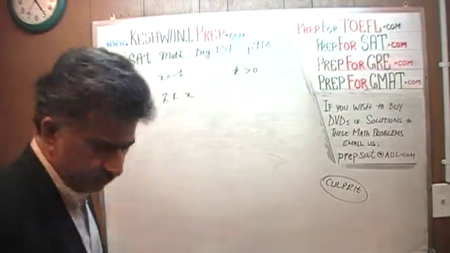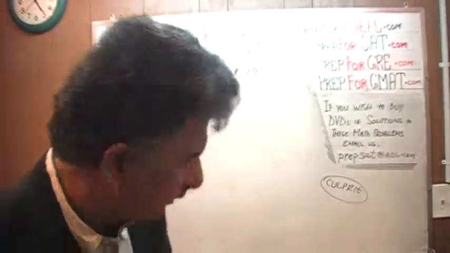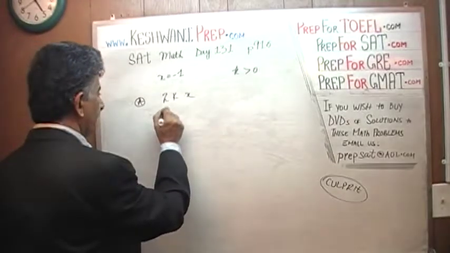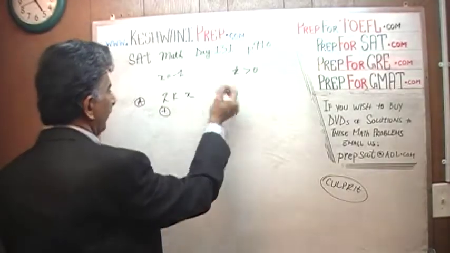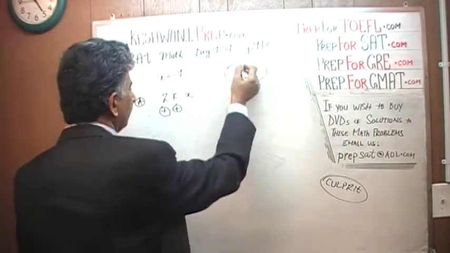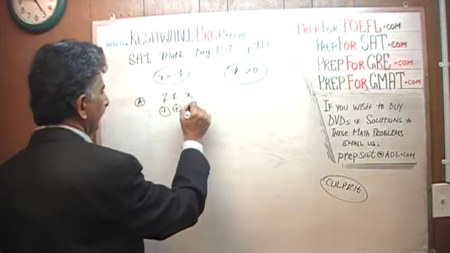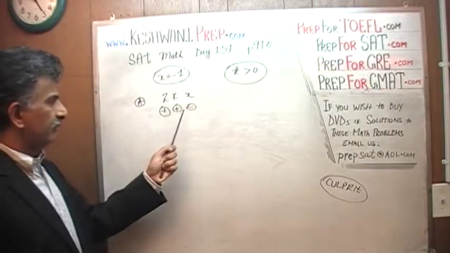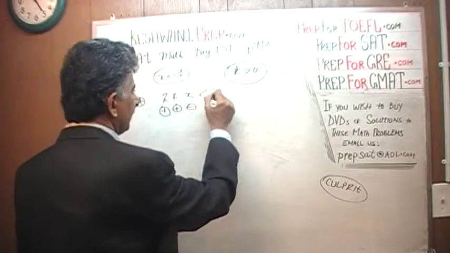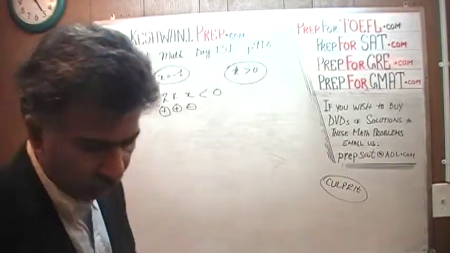Well, let's see what we can do. 2 times k times x. 2, of course, is positive. K is positive, we are told that k is positive. And x we know is negative. So positive times negative is going to be some quantity less than 0. And that's all we can tell.